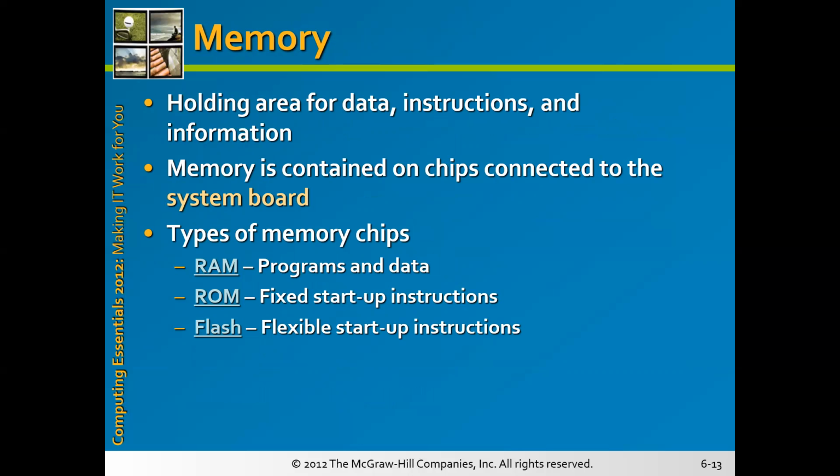Memory. Memory is the holding area of data, instructions, and information. Memory is contained on chips connected to the system board. There are three basic types of memories. We have RAM, ROM, and flash.